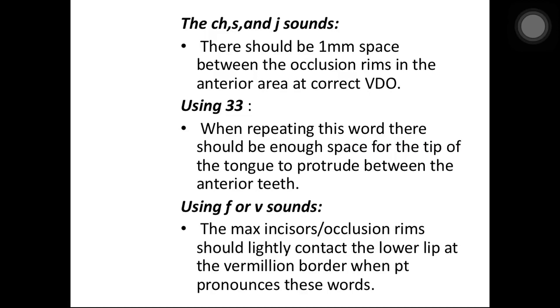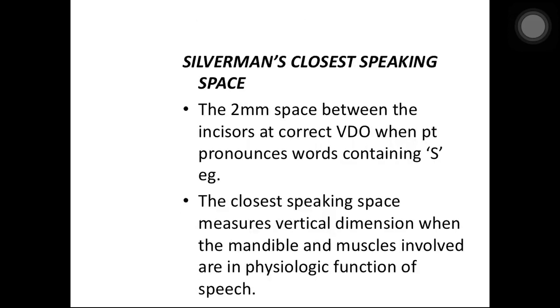Also, there are the ch, s, and j sounds. There should be 1 millimeter space between the occlusal rims in the anterior region at correct vertical dimension. When repeating the number 33, there should be enough space for the tip of the tongue to protrude between the anterior teeth. So these are some of the ways that speech can help in determining the vertical dimension.